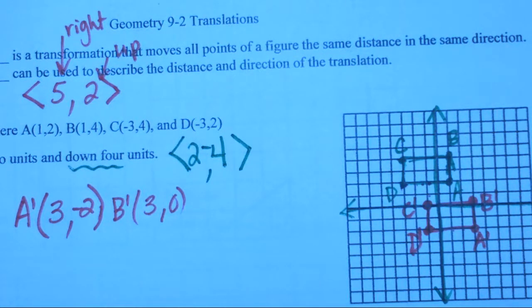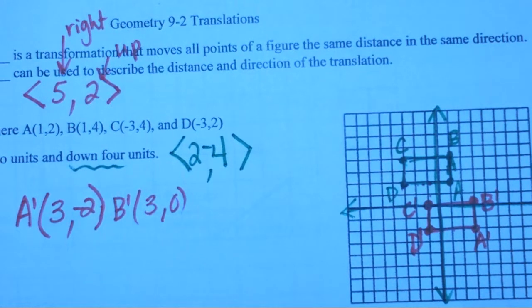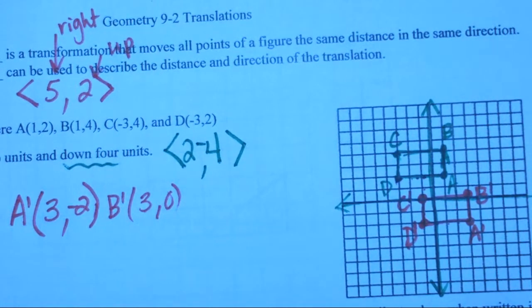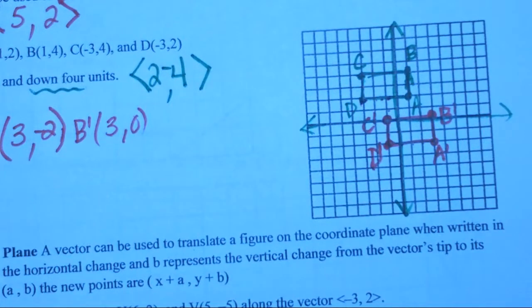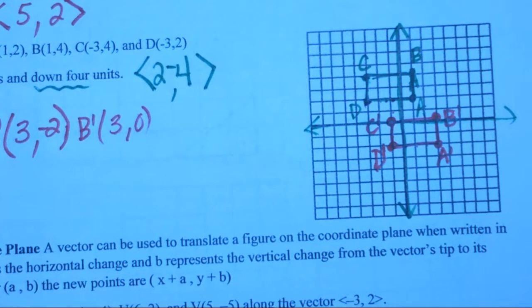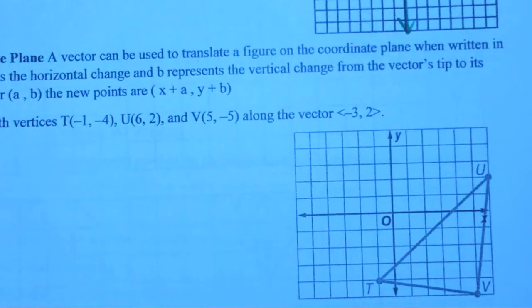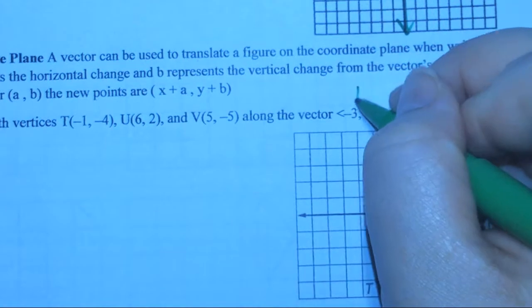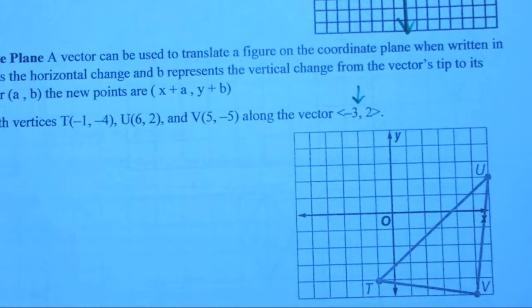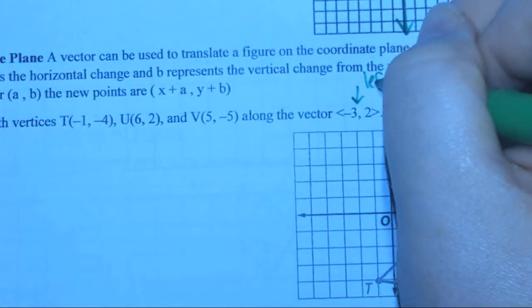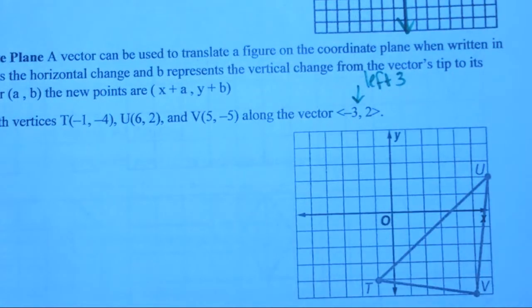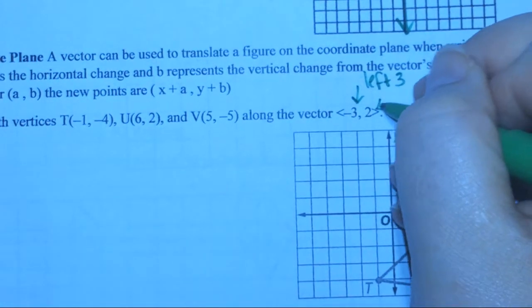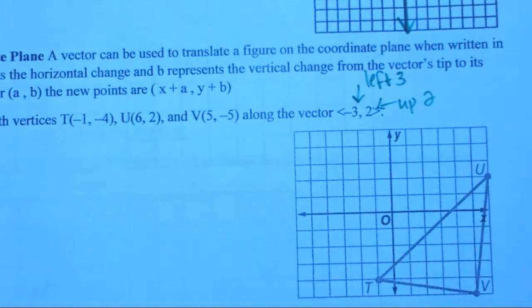Okay, moving on. It says graph the triangle TUV with vertices. Well, they're so nice, they already did it for us. Along the vector negative 3, 2. So what does that negative 3 mean? If this is our translation vector, what does that negative 3 mean? What does that positive 2 mean? So I'm going to pick up a point and move it left 3, up 2.